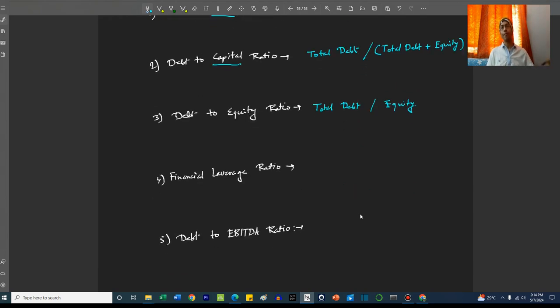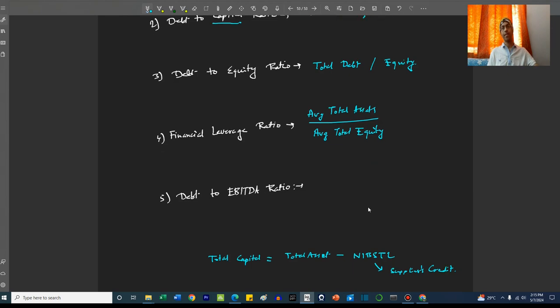Financial leverage ratio. This can be defined as average total assets divided by average total shareholders' equity. In practice, end of period total assets and end of period total equity are also used. Now we will try to understand leverage, the different kinds of leverage, in a short while.